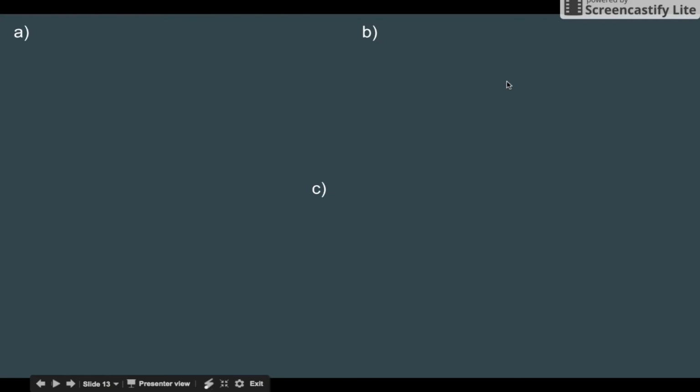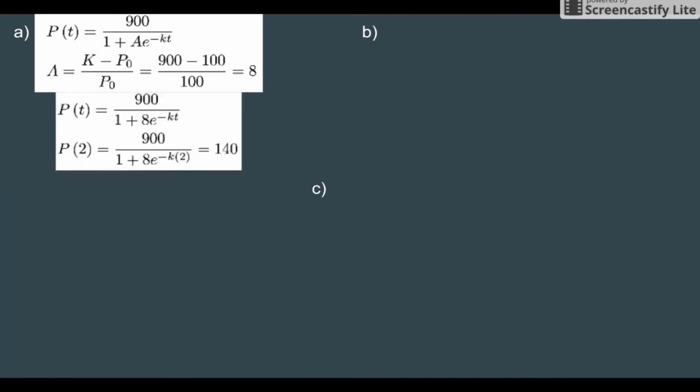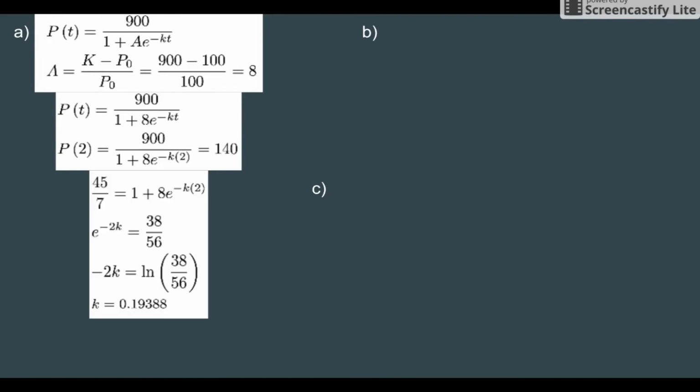For section A, we're trying to find the equation that models the population. We know that the carrying capacity is 900, and we can solve for A by using this equation, K minus the initial population over the initial population, which will get us 8. Now we can plug those values into our P of t equation to get 900 over 1 plus 8e to the negative kt. Then we can check our point that was given to us in the problem, which is that at 2 years, there were 140 deer.